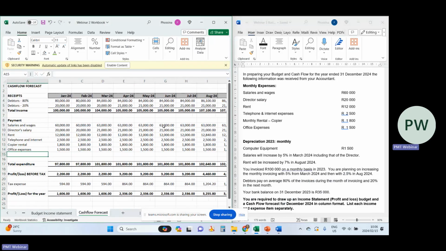Okay. And then we look at our salaries. Salaries, we're paying them in the very month. We assume usually for salaries and wages, when we are doing our budgets, it includes everything, the total cost to company. So it includes UIF, SDL, pay as you earn. So we just put our budget as is, including all that. We anticipate to cover all that, it's 60,000. The director, to cover everything, it's 20,000.